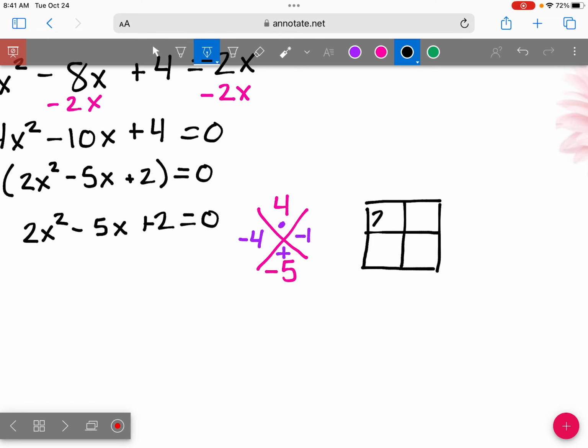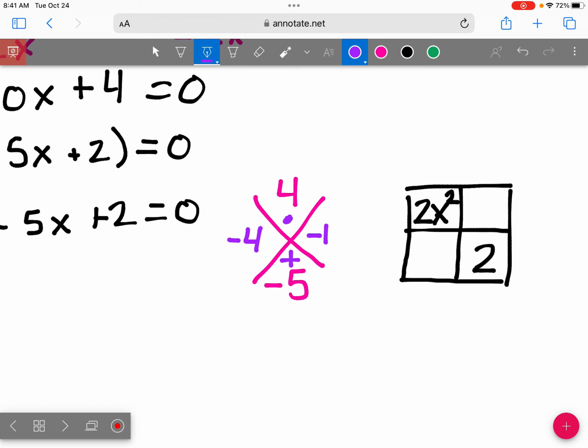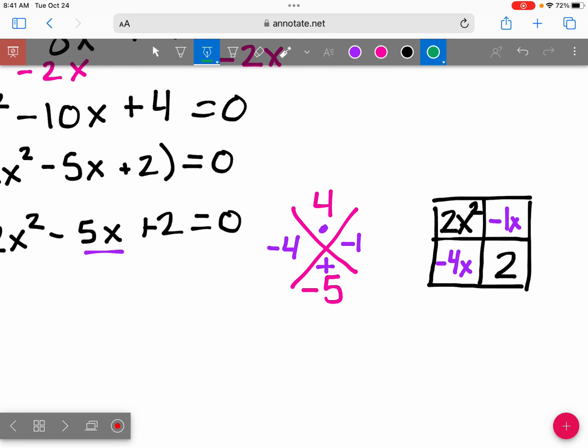Where I take my 2x squared and my positive 2 from my equation. The x variable is just how we split this middle term. So it's this variable, minus 4x and minus 1x. Can we work off the negative 1 right there, what it is? That's totally fine. You'll get the same factors. They're just going to be on different sides of the box. Totally fine. As long as they're in the purple spaces, it doesn't matter which one's where.